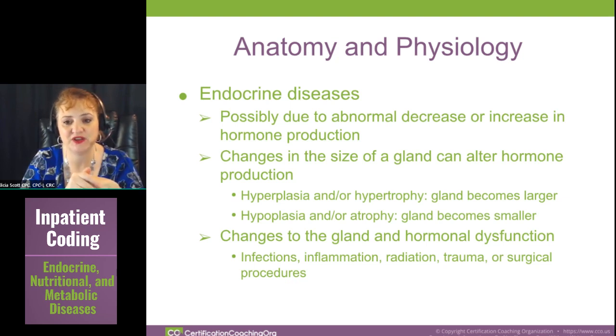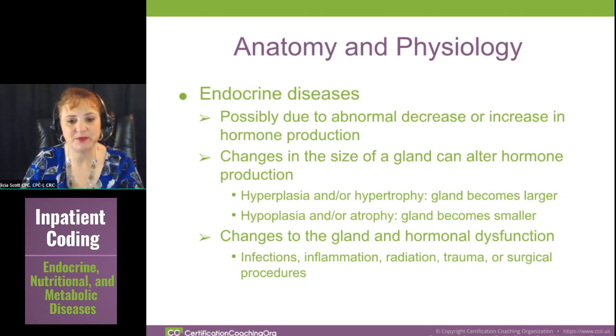Hyperplasia or hypertrophy of a gland means that you have a gland that's too large, or you can have a hypoplasia or atrophy, which means that the gland is too small. If you have a thyroid gland that is too large, you could develop a goiter, which we'll talk about later. Other glands aren't as palpable as the thyroid. You can feel and physically see that that's an abnormal size, but you're not going to be able to see your pituitary or your adrenal glands. If you have changes in the gland, then you're going to have a hormonal dysfunction.